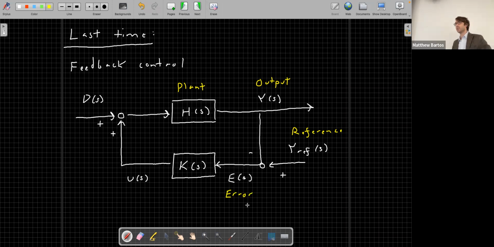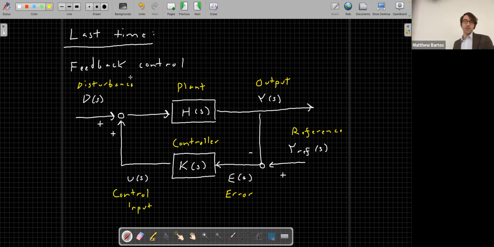And this error signal is fed back into a controller. So this is another transfer function that we are designing to achieve some desired properties of the system. The error signal is fed back into the controller, and that creates our control signal or control input U of S. And that control input is eventually fed back into our transfer function for the system, along with any disturbance inputs coming from outside of the system.